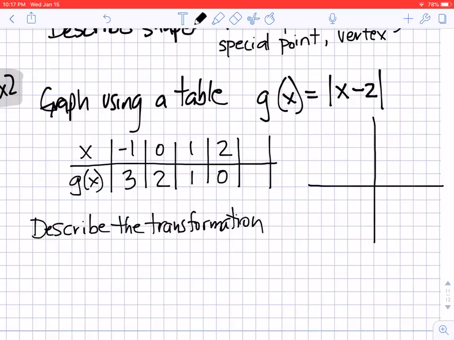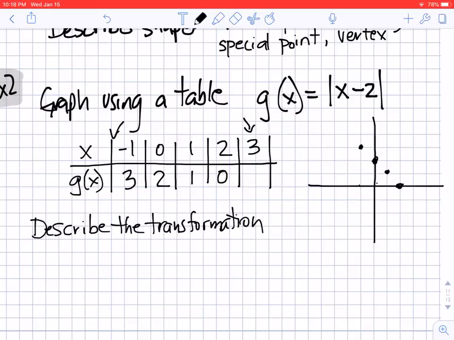If I go back 1, I go up 3. At 0, I'm at 2. At 1, 1. At 2, 0. And I don't see the bounce. In this case, we have to pick some more values. My hunch is, do I pick negative 2, a value over here, or do I pick a value larger than 2? It's pretty much a guess at this point. I'm going to try 3.